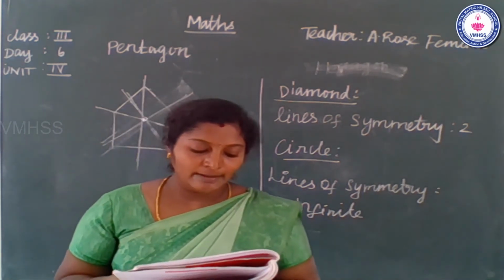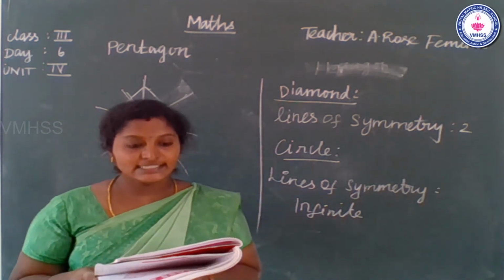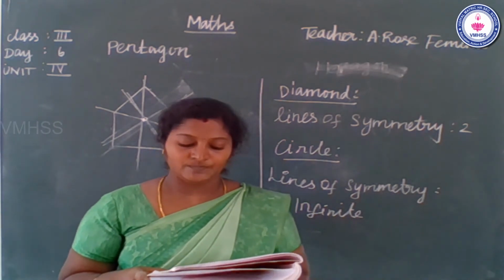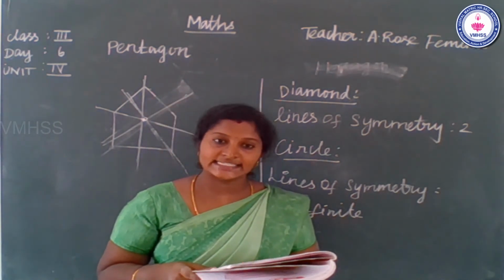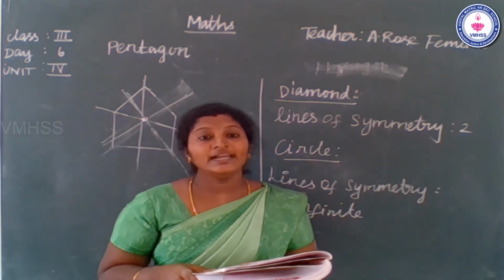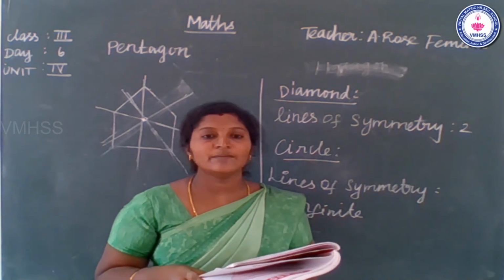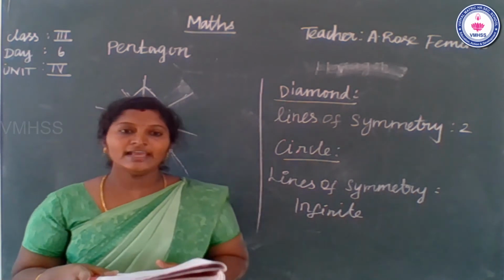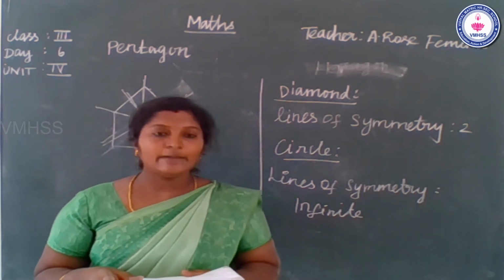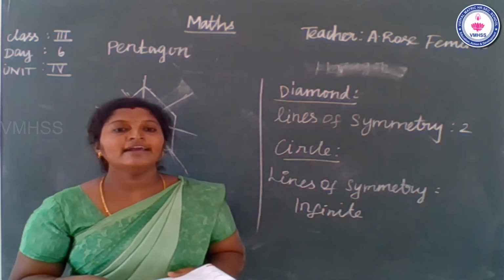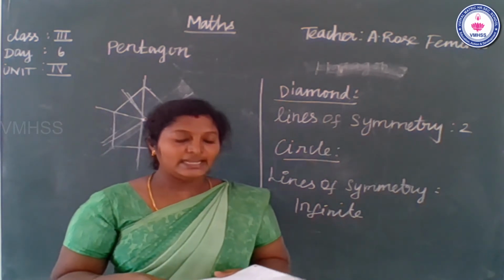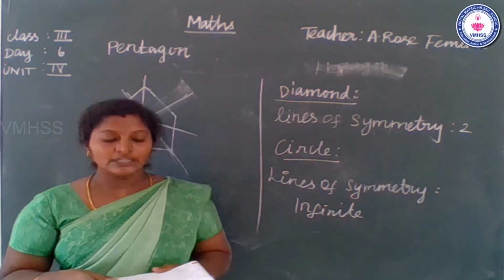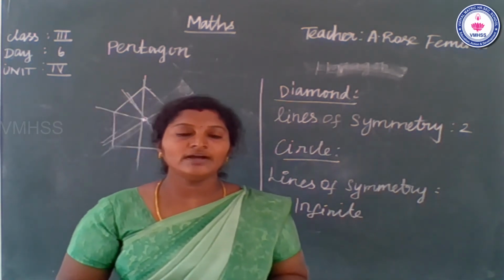Pentagon, lines of symmetry 5. So what is the next one? Hexagon, lines of symmetry 6. Okay. So next one, diamond. Diamond, lines of symmetry 2. So what is the next one?